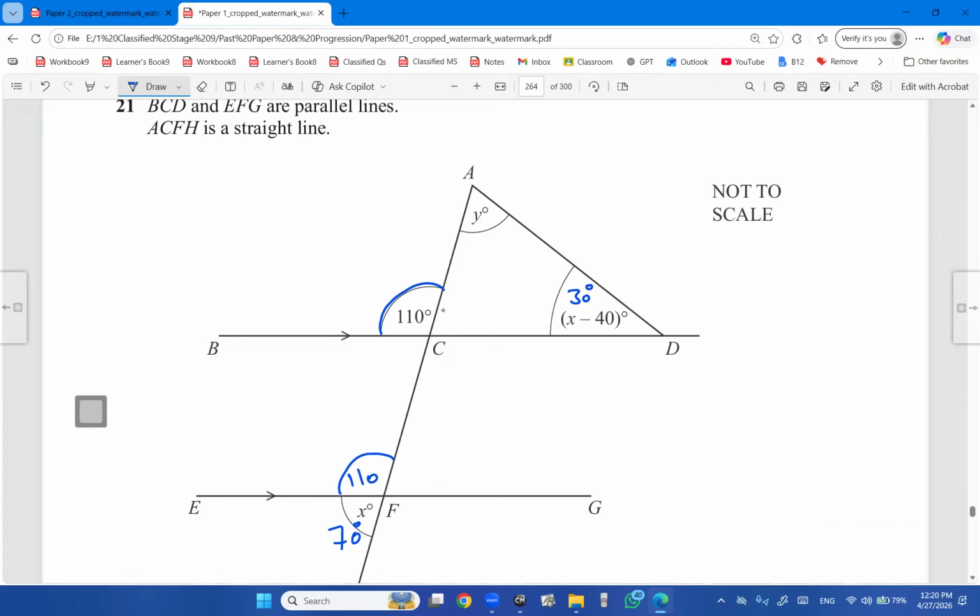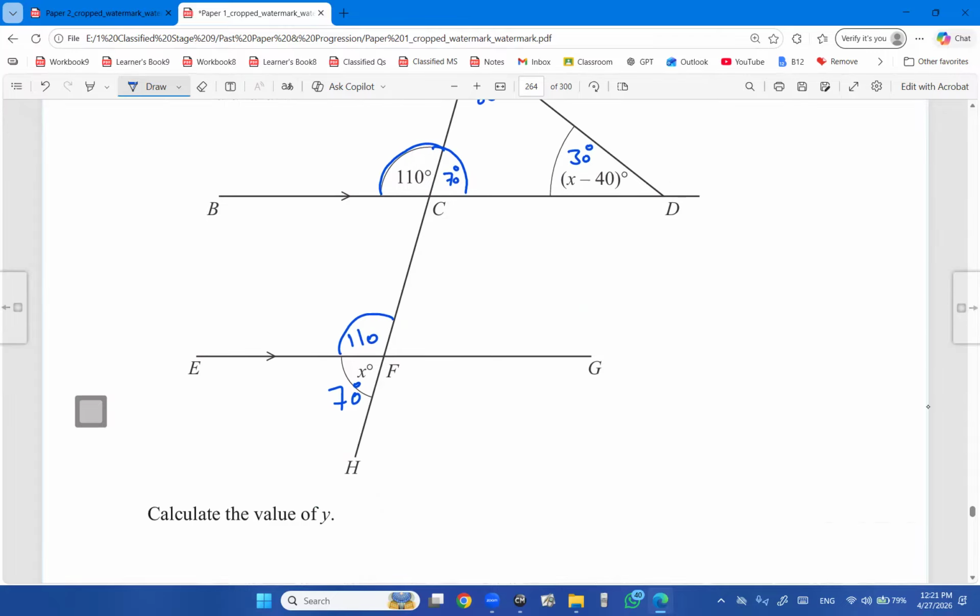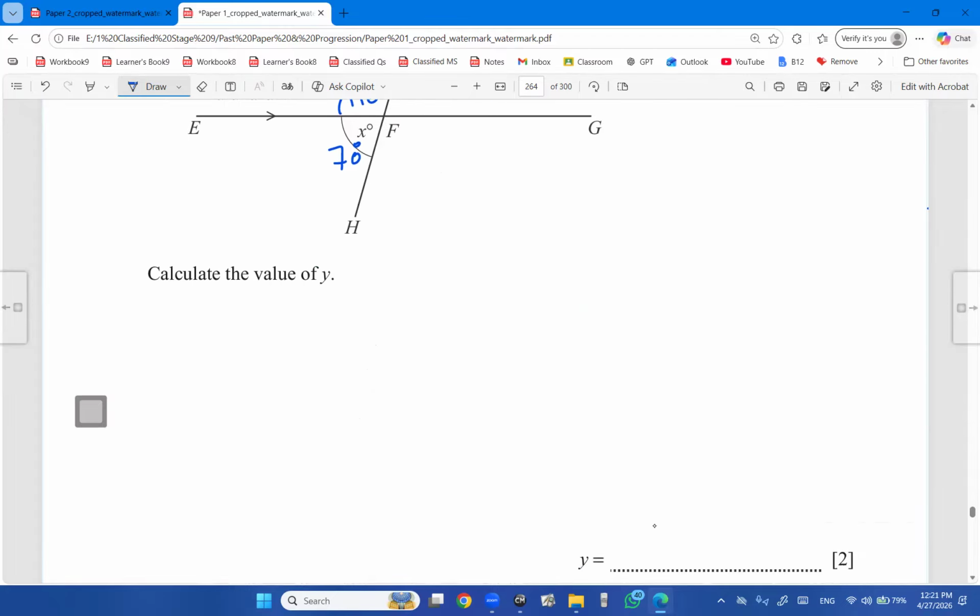And what about this angle? Angles on a straight line, mister. So this is 70 degrees. 70 and 30 is 100. What is left right now is 80 degrees. So y is 80 degrees.